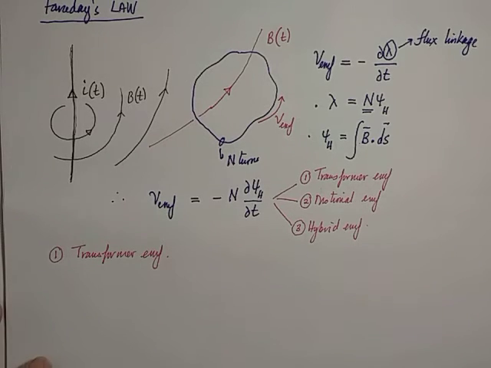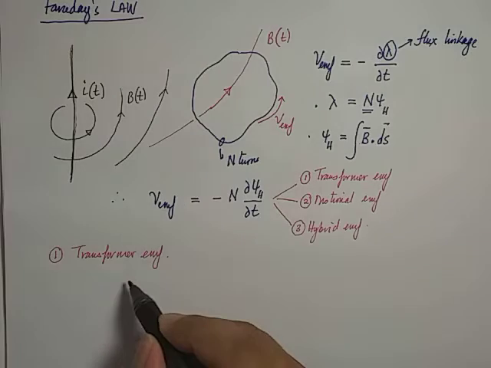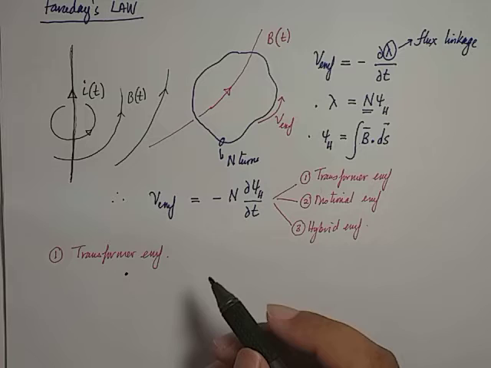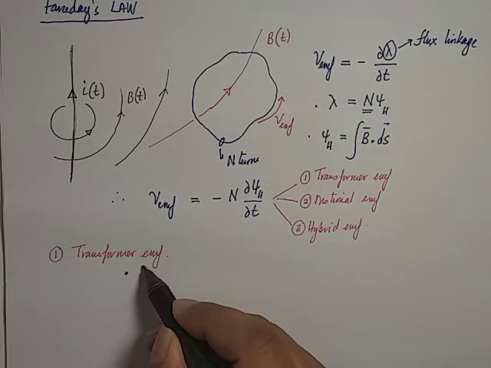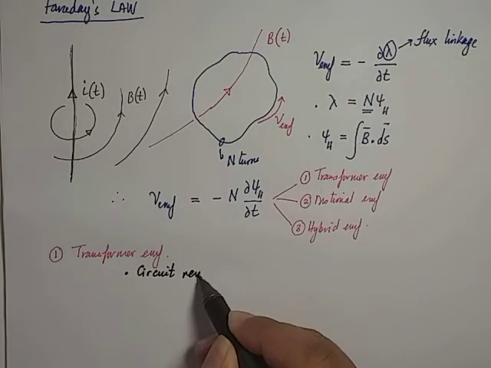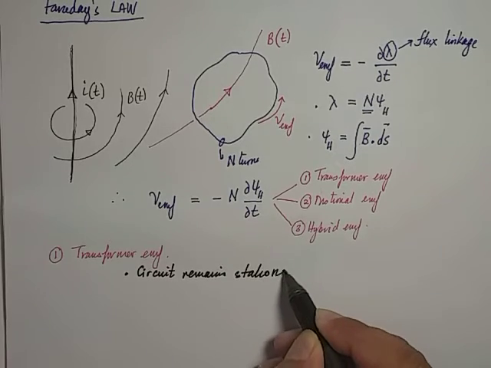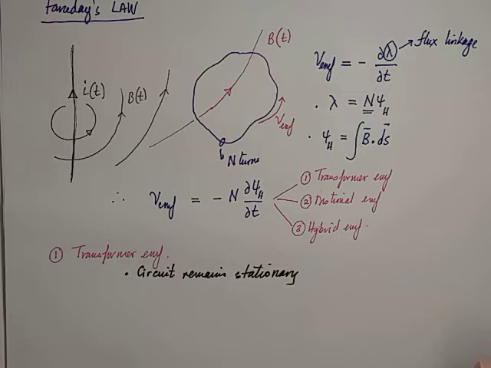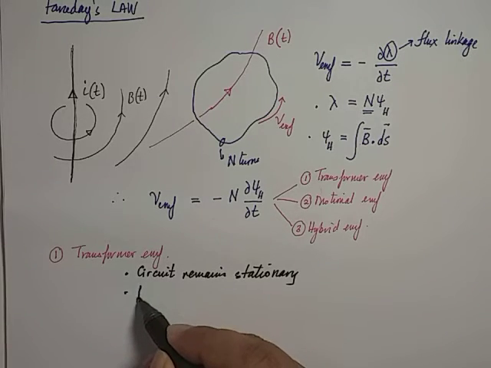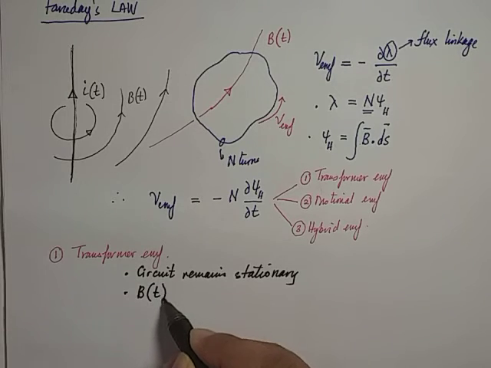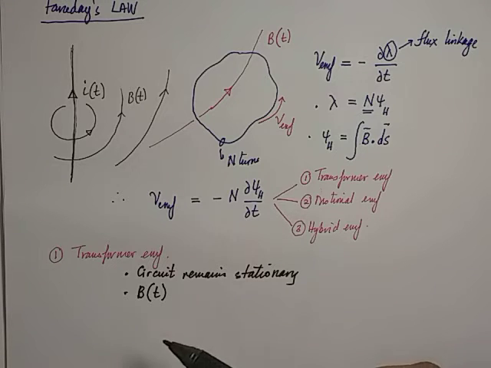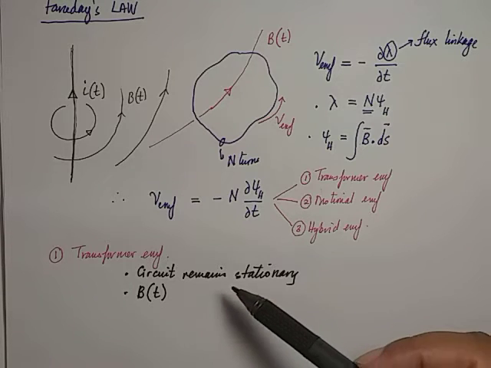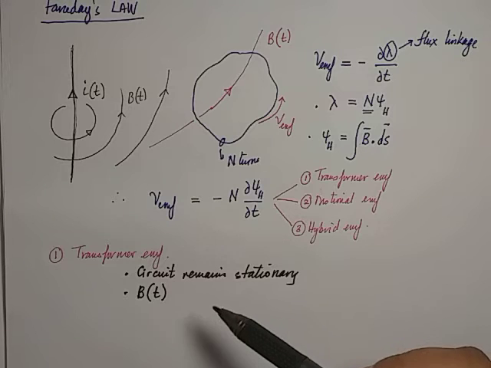Okay, so what is transformer EMF? Very simple. To define that type of EMF, the first thing you have to observe is that whatever is given in the problem, the circuit, remains stationary, meaning no movement on the part of the circuit. So it is a static problem, but the field that you're going to deal with is changing with time. Whenever you have a problem whereby the field B is changing with time and the circuit remains stationary, that scenario can be categorized as transformer EMF.